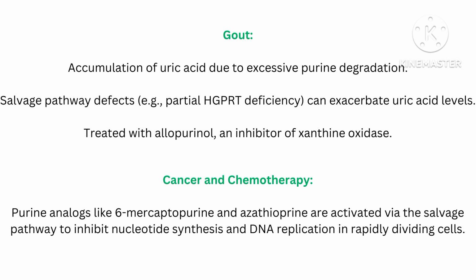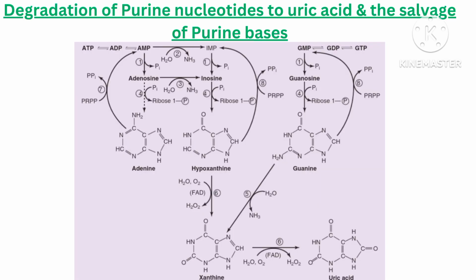2. Gout, accumulation of uric acid due to excessive purine degradation. Salvage pathway defects, e.g., partial HGPRT deficiency, can exacerbate uric acid levels. Treated with allopurinol, an inhibitor of xanthine oxidase. 3. Cancer and chemotherapy. Purine analogues like 6-mercaptopurine and azathioprine are activated via the salvage pathway to inhibit nucleotide synthesis and DNA replication in rapidly dividing cells.